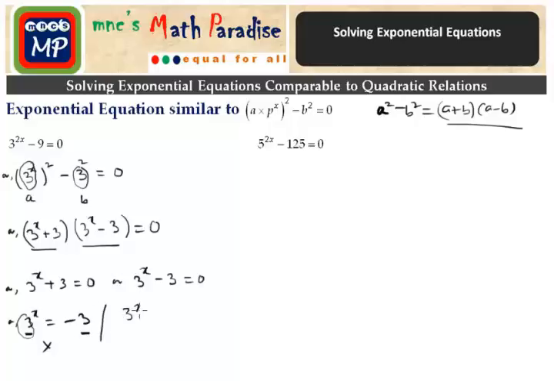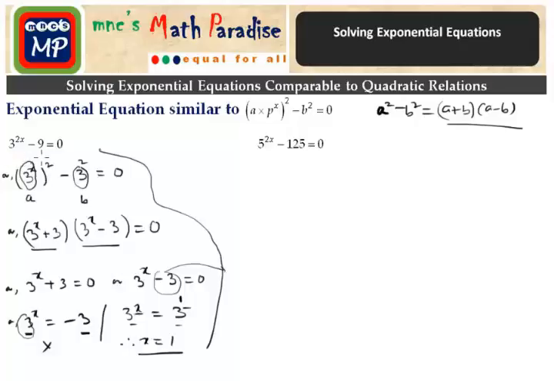Here 3 to the power x minus 3 equals 0. If we take this minus 3 to the other side, it will become plus 3. So it will become 3, which is 3 to the power 1 actually. So 3 to the power x equals 3 to the power 1. The base is the same, so these two powers are equal. That means x equals 1. So we used the difference of squares formula to solve this exponential equation.